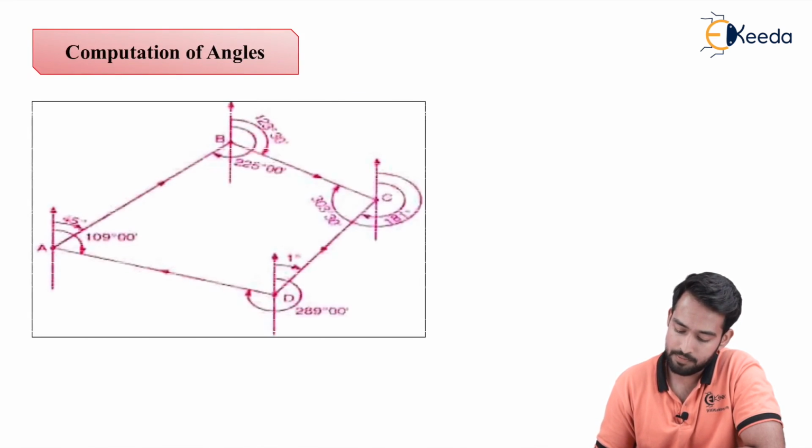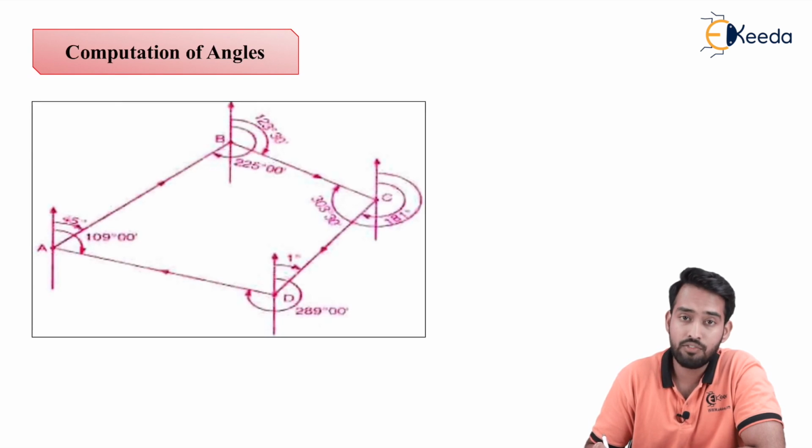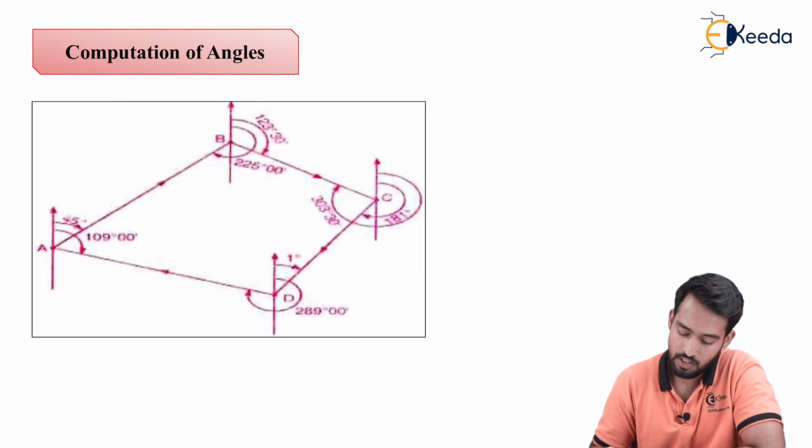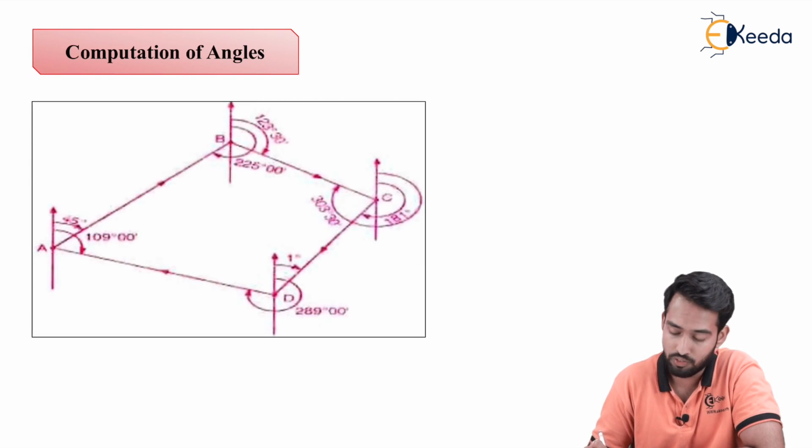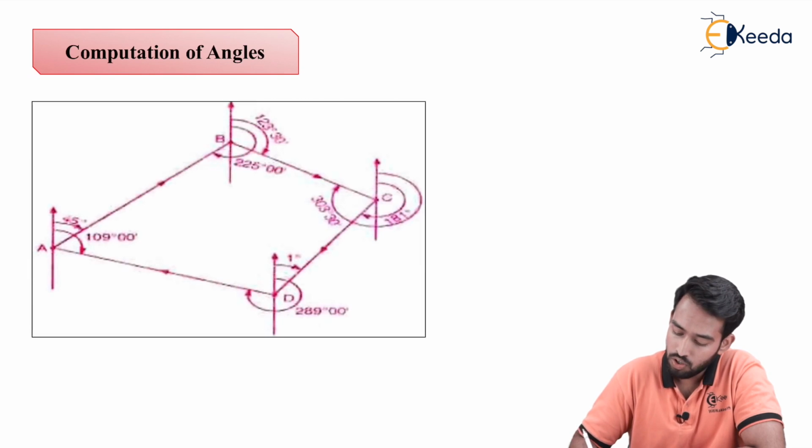For line AB, the forebearing is 45 degrees. So A to B will lie in quadrant 1. As we can see in the figure, we have to draw a line AB of 45 degrees in quadrant 1. From B, the forebearing is 123 degrees 30 minutes, so we have to draw BC in the second quadrant.